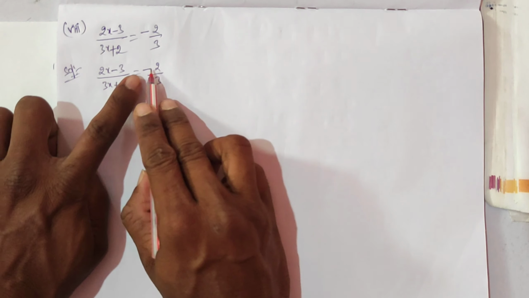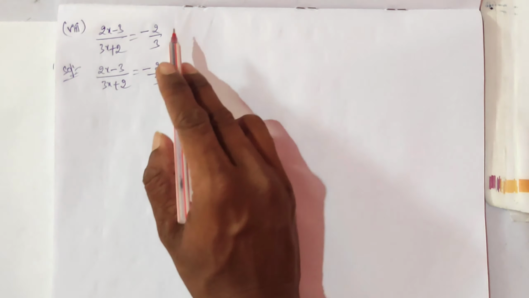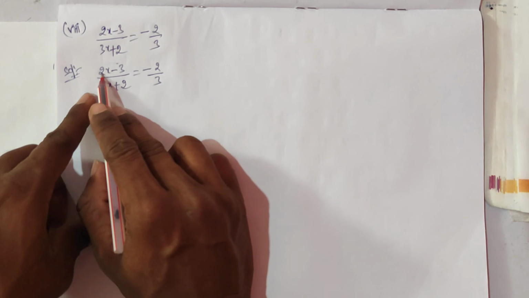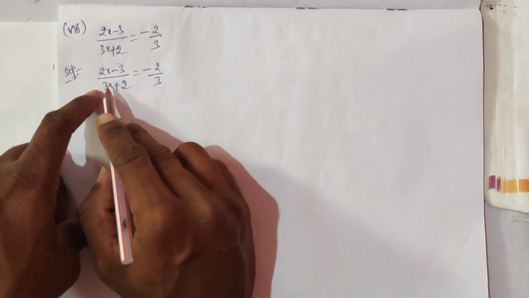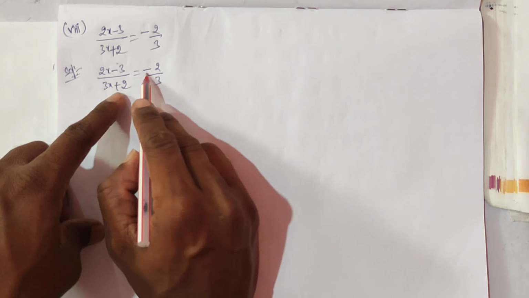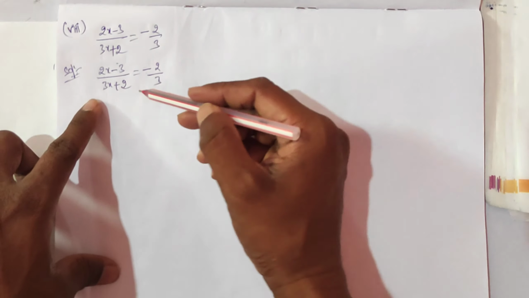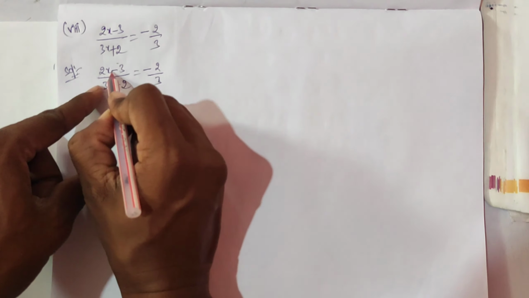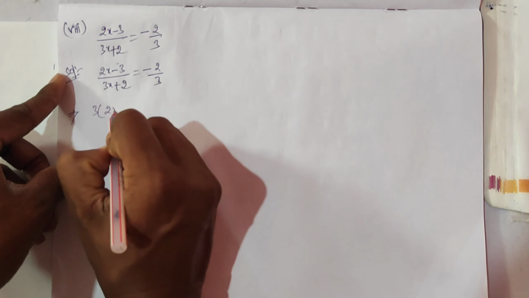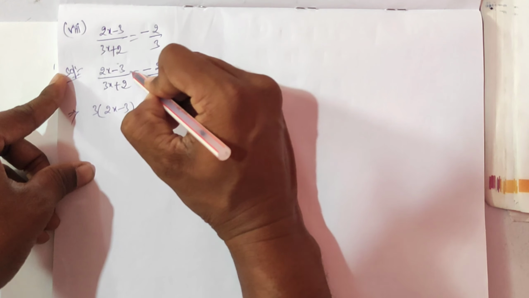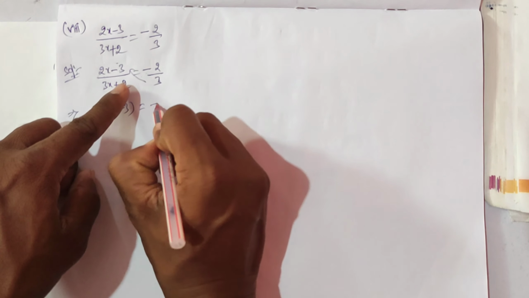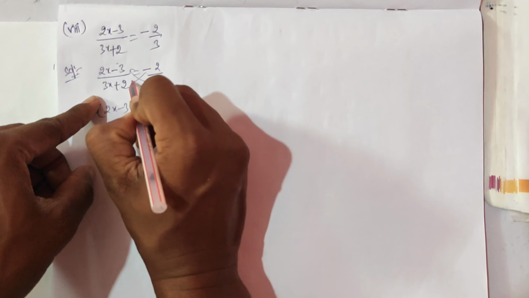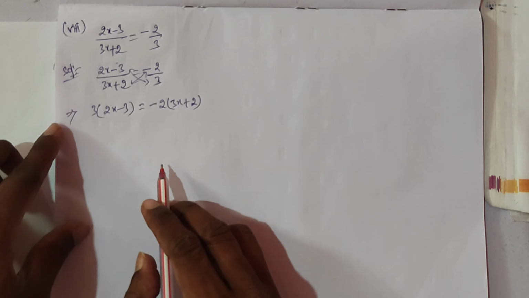Here it is given in the form of an equation, right? A combination he has given. Till now he gave x by 2 or minus 4 by 5 like that, right? Now he has given a total equation. My expression: 2x minus 3 by 3x plus 2 is equal to minus 2 by 3. In this case, what we have to do is cross multiplication. This implies 3 into 2x minus 3, by doing the cross multiplication, is equal to minus 2 into 3x plus 2. This is what I am doing here, doing a cross multiplication.